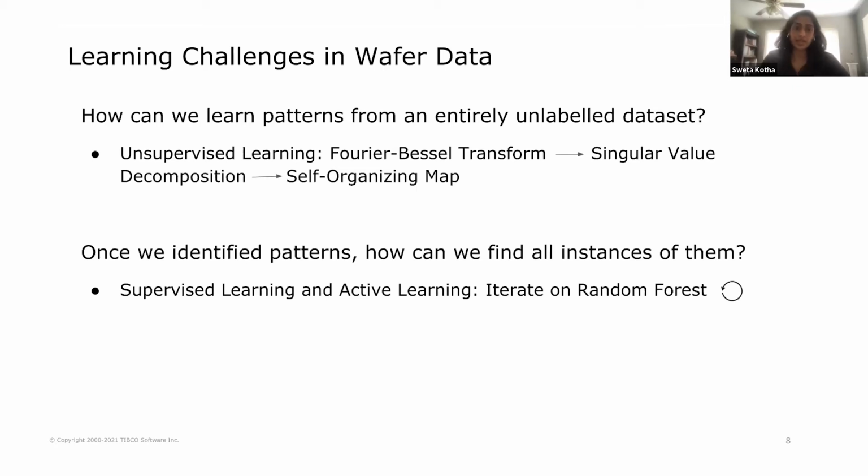And so once we've actually had those representations, we want to be able to manually identify patterns. So name clusters or name multiple clusters, and then find all instances of those patterns. And this is really what we saw today, which is a combination of both supervised learning from the random forest and active learning, where we rely on a human to come in and lead that iterative process.